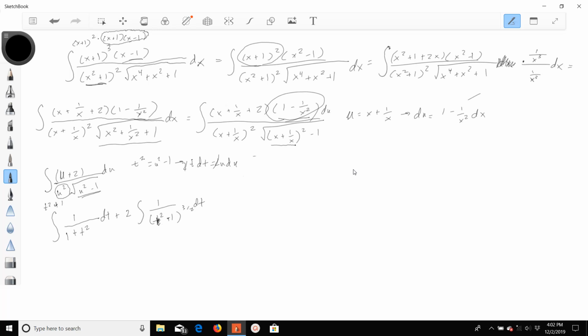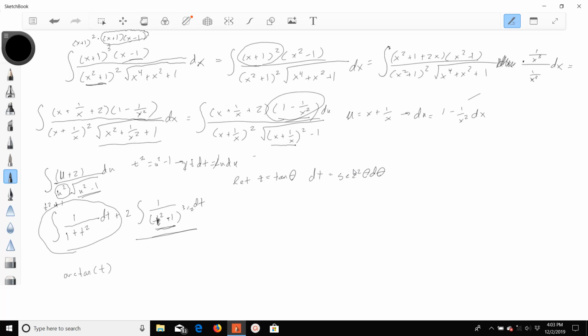and this might look suspicious here, but look at this here, 1 plus t squared. If I let t be equal to the tangent of theta, that means that dt is equal to secant squared theta d theta. So now, I'm only doing this for this second integral, by the way. This is just arctan t.